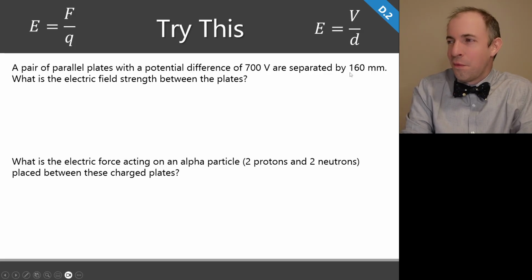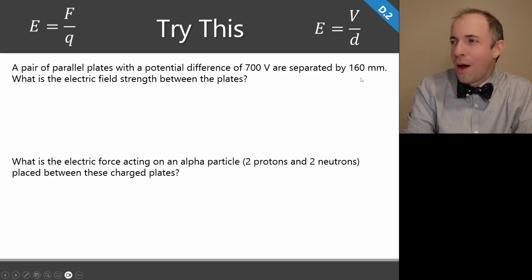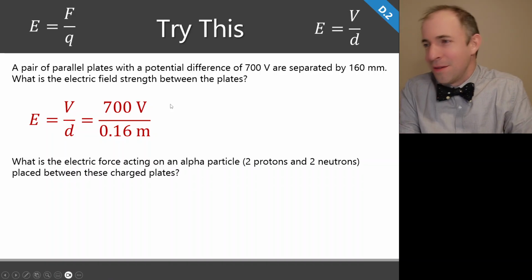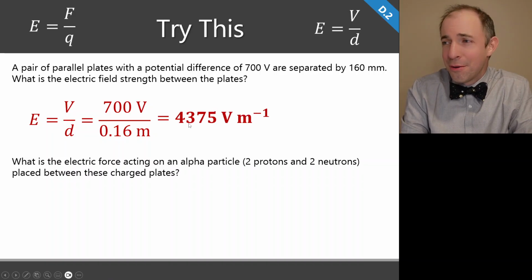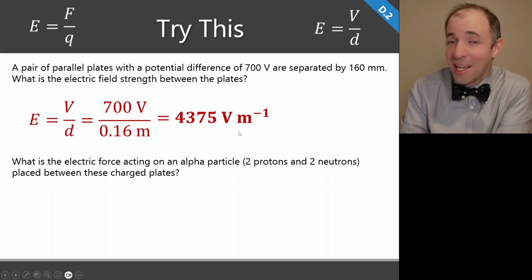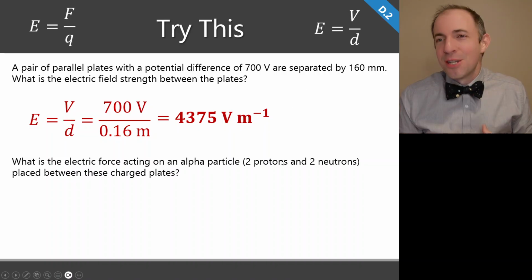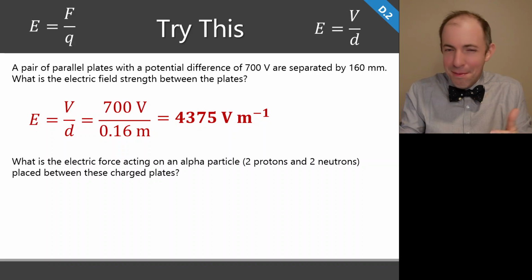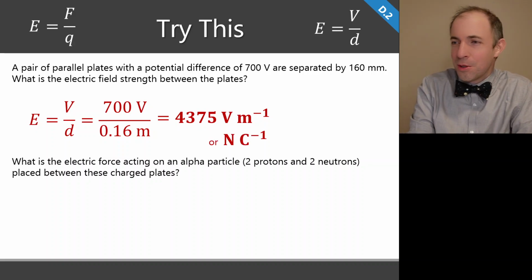Separated by a distance of 160 millimeters. What's the electric field strength between the plates? Well, I can just convert that into meters and plug it into my equation, 700 over 0.16, and get 4,375 volts per meter. You'll notice this looks like a different unit than the newtons per coulomb. Turns out, just like we saw with little g, those units are equivalent if you were to look at the base units that are underlying them all. So that is technically the same thing as newtons per coulomb.